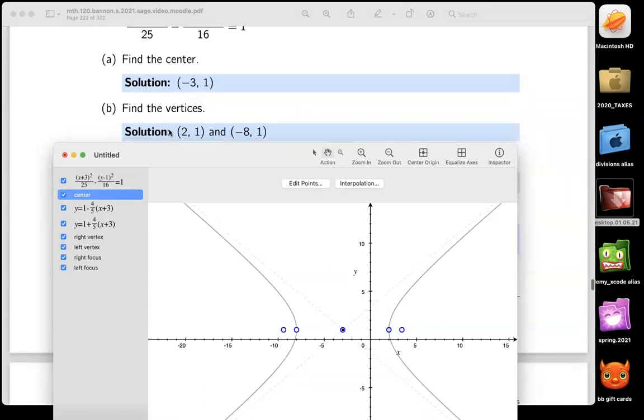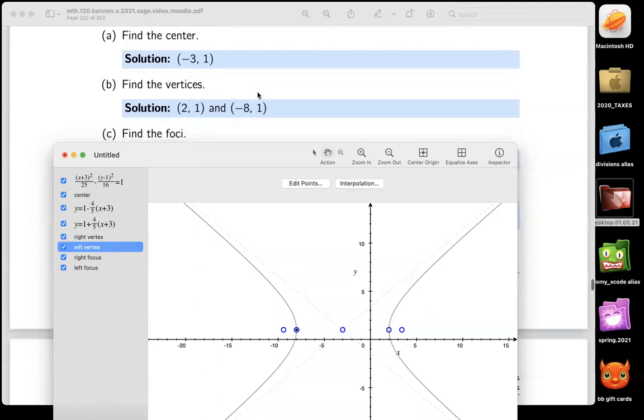What else did I type in? I typed in the vertices. Let me go through that with you. There's a right vertex. It's right over here. And what's the right vertex going to be? (2, 1). They're listed over here. What's the left vertex? It's (-8, 1). It's right over here. All right, let's keep scrolling.